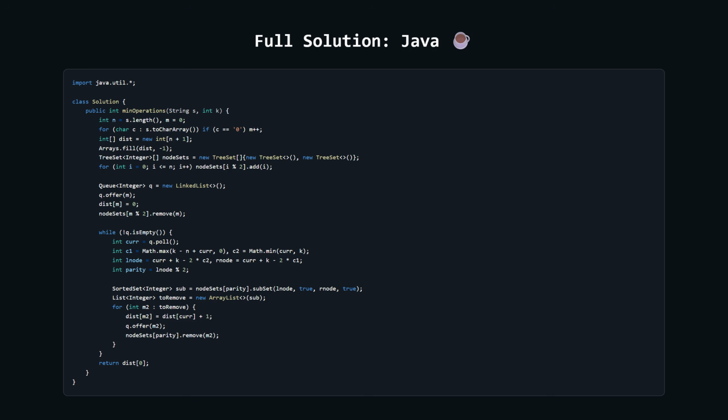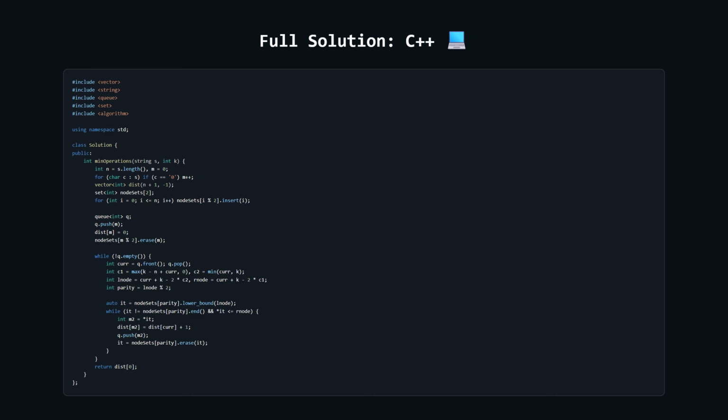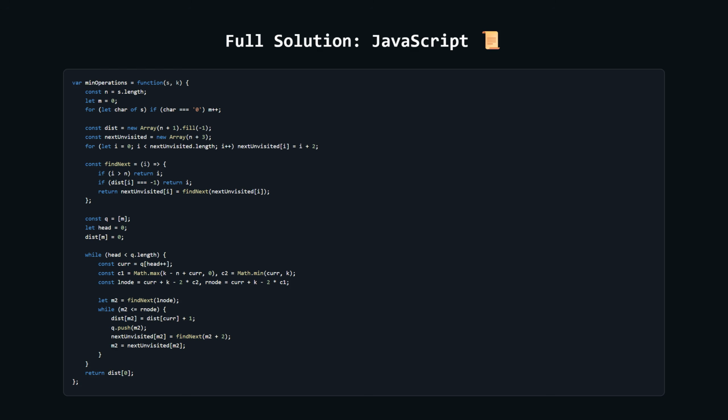Here is the full solution in Java. It uses an array of tree sets to handle the unvisited even and odd numbers efficiently, allowing us to extract the subset of reachable states. Next up here is the C++ version. We utilize the standard library set along with the lower bound function to mimic the fast-range search and deletion logic. And finally, here is the solution in JavaScript. To keep things running fast and avoid checking visited numbers over and over, this version uses a clever next unvisited array, similar to a disjoint set union, to instantly skip over counts we've already seen.